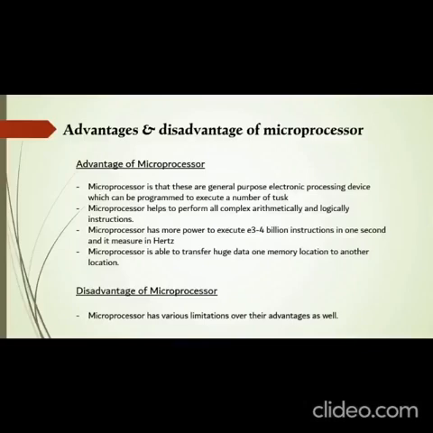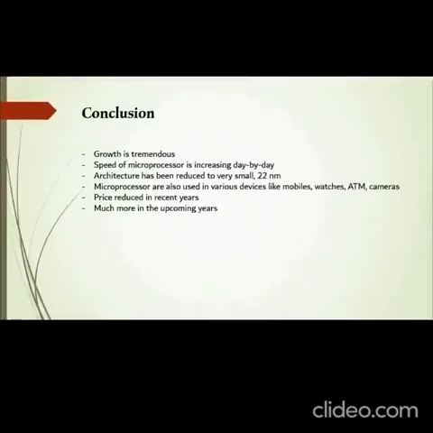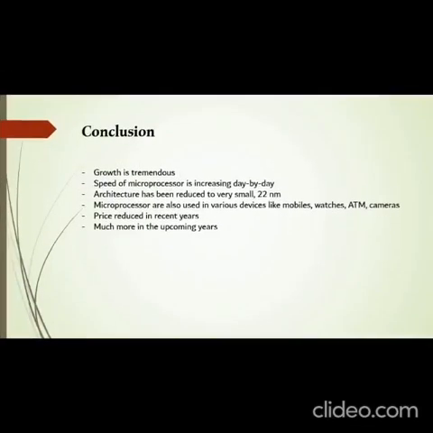Disadvantages of microprocessors. Microprocessors have various limitations over their advantages as well. Conclusion. Growth is tremendous. The speed of microprocessors is increasing day by day. Architecture has been reduced to a very small 22 nanometers. Microprocessors are also used in various devices like mobiles, watches, ATMs, cameras. Price has reduced in recent years. Much more in the upcoming years.